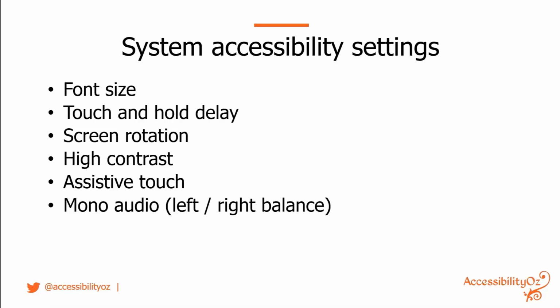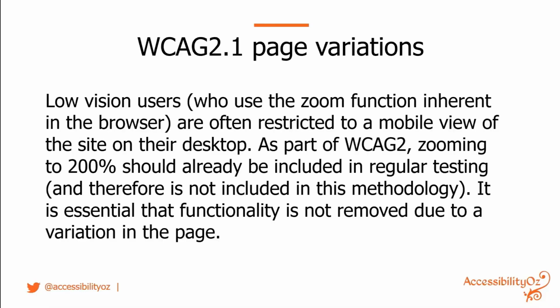One of the things that WCAG 2.1 does do is require the accessibility of page variations. For example, low vision users who use the zoom function inherent in the browser on desktop are often restricted to a mobile view of the site on the desktop. As you increase text size on desktop, you get to a point where most sites turn into the mobile version of the site. As part of WCAG 2, zooming to 200% should already be included in regular testing and therefore not included in this methodology, which I'll talk about in a moment. But one of the things that WCAG 2 said was that it was absolutely essential that functionality is not removed due to a variation in the page.